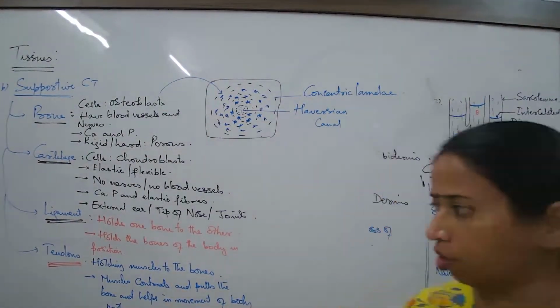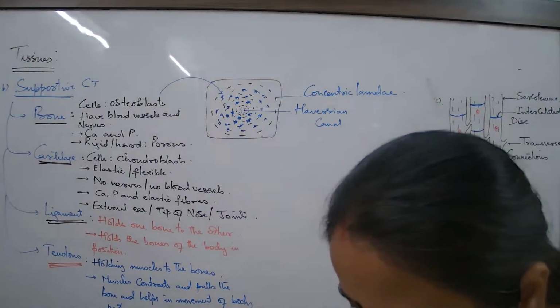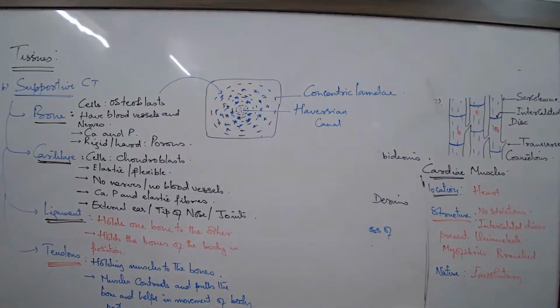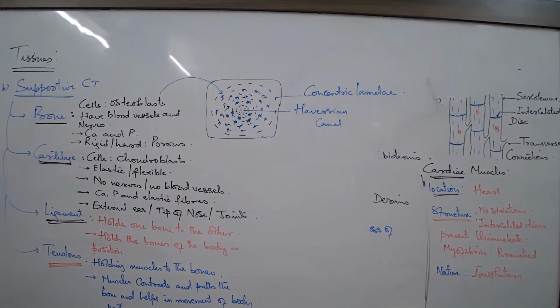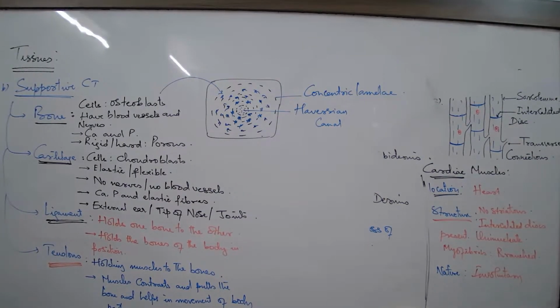Done? So, these are the four types of connective tissues which are the supportive connective tissues. Now, make a table and write major differences between the bone and the cartilage. I'm giving you all three differences based on the question in the exam. You have to write down the points, you have to remember.